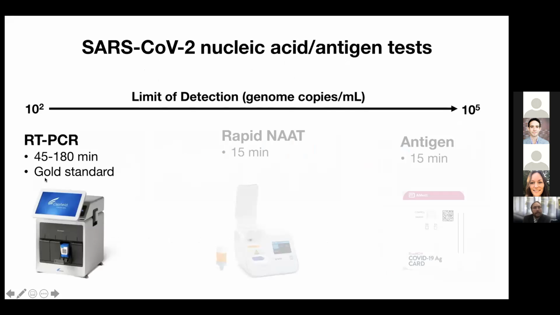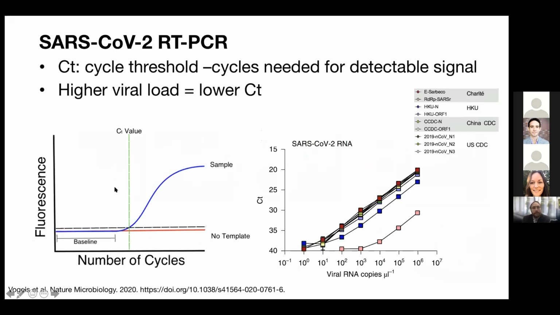Okay, but let's talk a little bit more about RT-PCR tests, because essentially, for the majority of the pandemic, this is the central type of testing platform that has been used. As we talk about PCR tests, I need to mention something called the cycle threshold, or CT value.